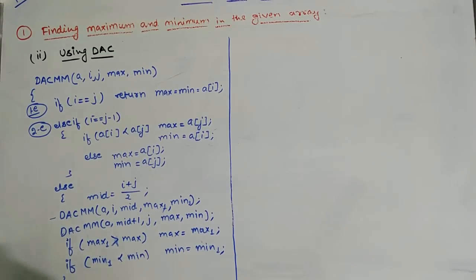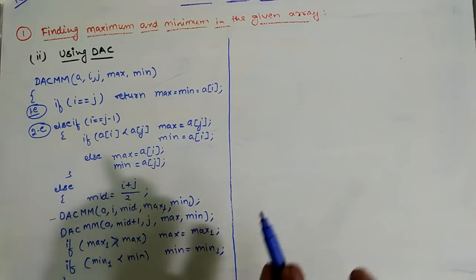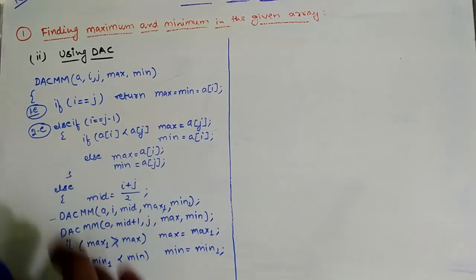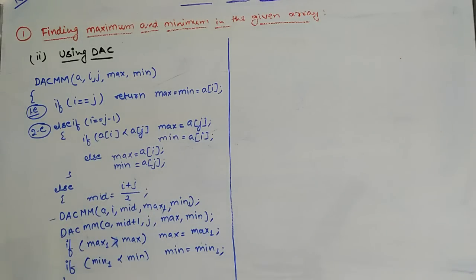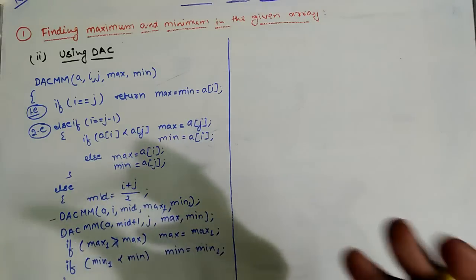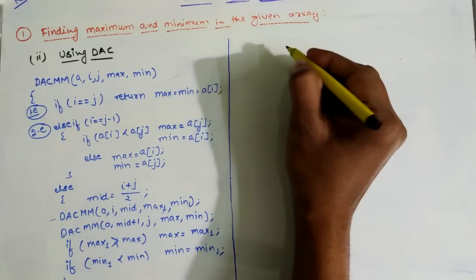Okay, now let's take an example and try to solve the array using this divide and conquer approach. So suppose I consider an array with the following elements.